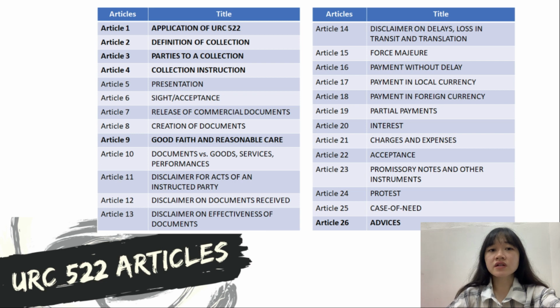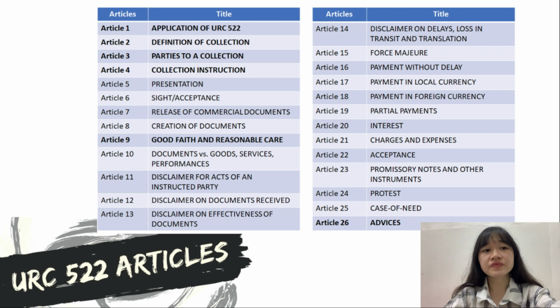So, this is the list of URC 522 and I have highlighted the articles that must be known by the applicant, which is from Article 1 to 4. Firstly, Article 1 stands for the application of URC 522. Article 2 stands for the definition of collection. Article 3 stands for the parties to a collection. And Article 4 stands for the collection instruction.